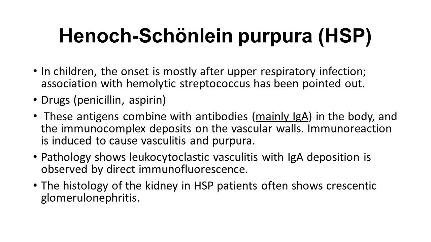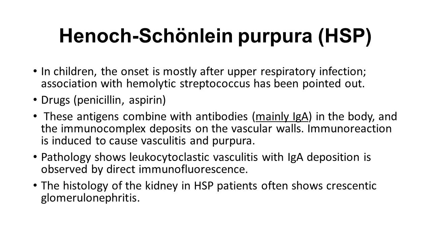Henoch-Schönlein purpura, HSP. In children, the onset is mostly after upper respiratory infection. Association with hemolytic streptococcus has been pointed out. Drugs: penicillin, aspirin. These antigens combine with antibodies, mainly IgA, in the body, and the immunocomplex deposits on the vascular walls. Immunoreaction is induced to cause vasculitis and purpura. Pathology shows leukocytoclastic vasculitis, with IgA deposition observed by direct immunofluorescence.